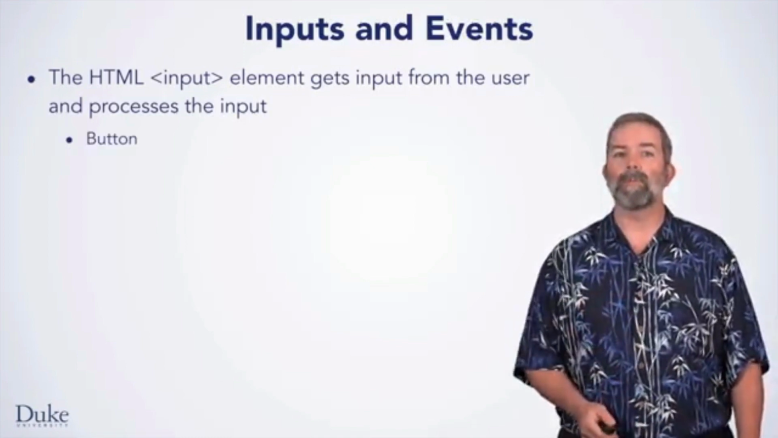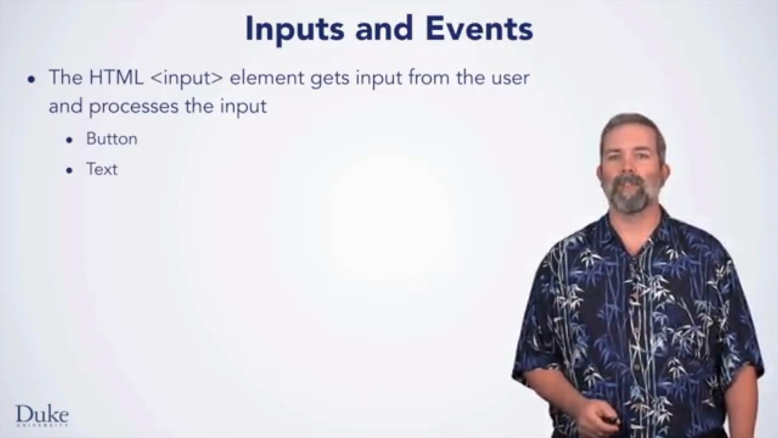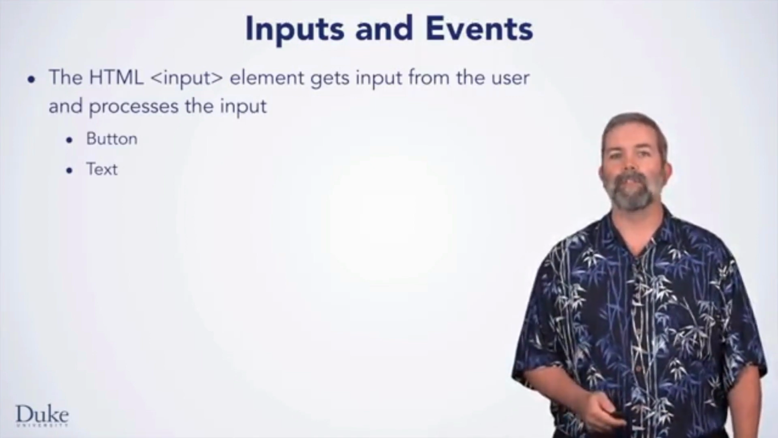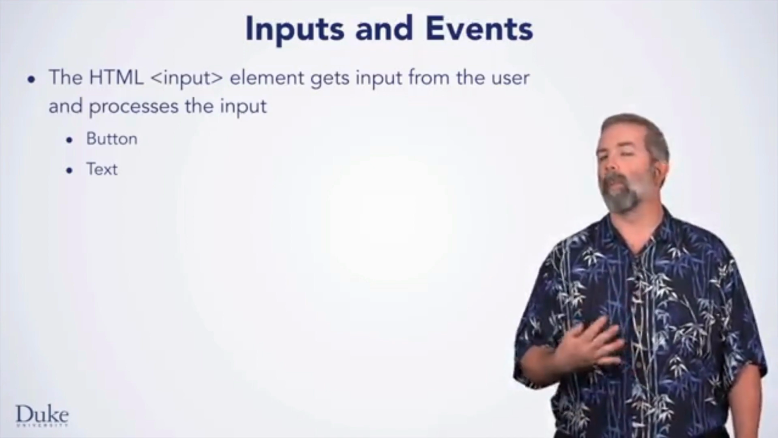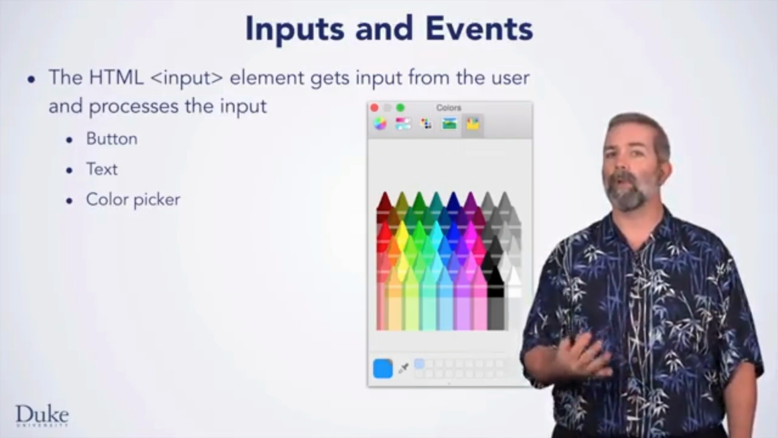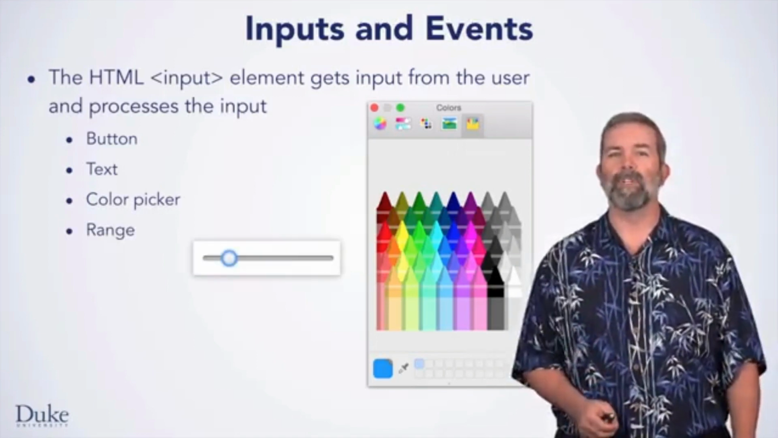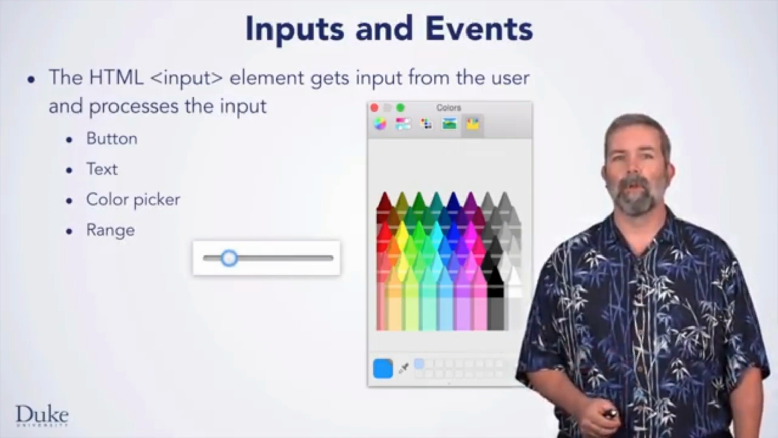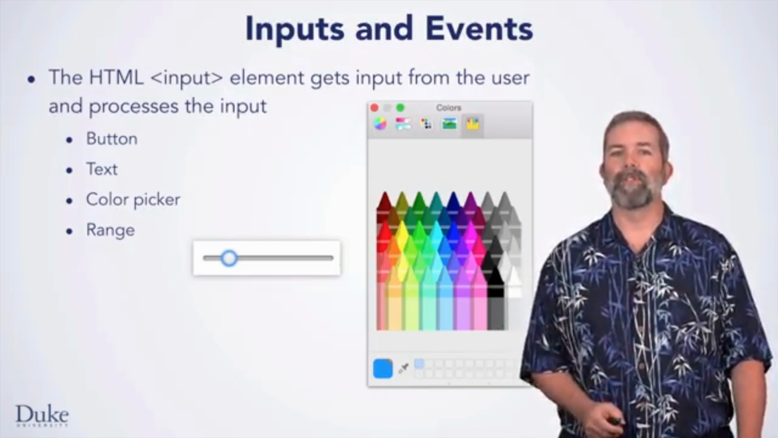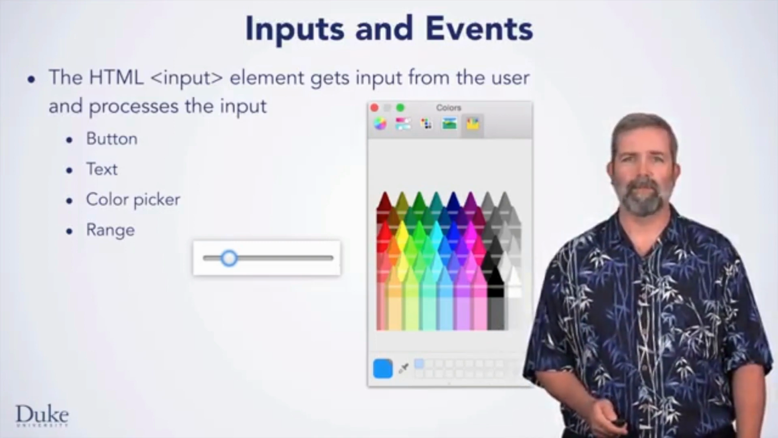You've already used a button to get input from the user, but you can also create web pages that ask for text input. You've likely seen web pages in which you enter a name or a password or a URL. You can present the user with a color picker tool, such as this one, or a range, which gets information from the slider, both of which you'll see in this lesson. There are many other options you can find in the documentation for the HTML input element.